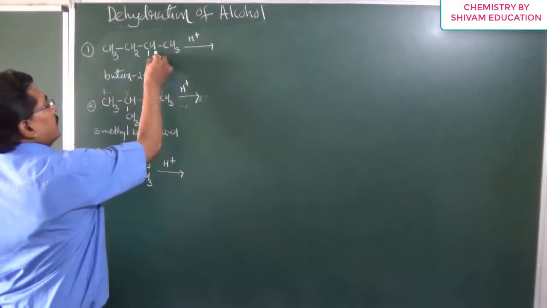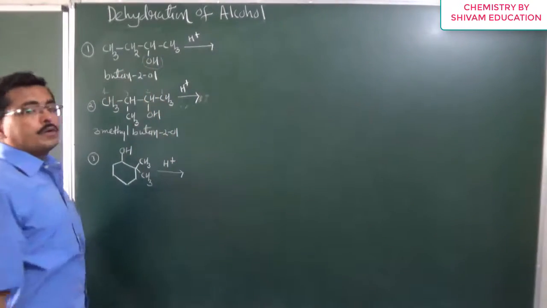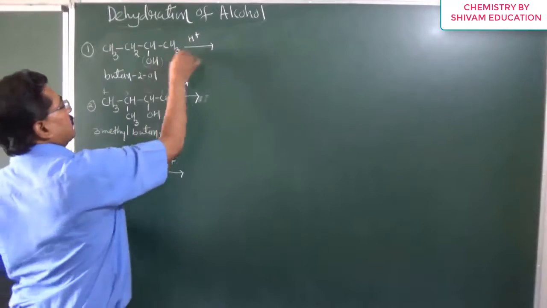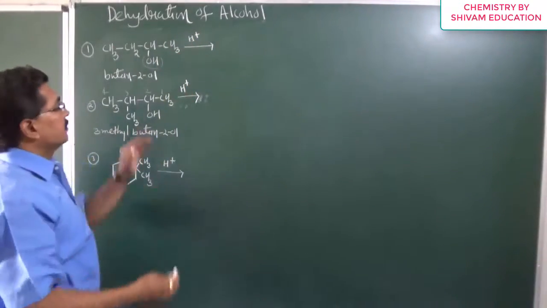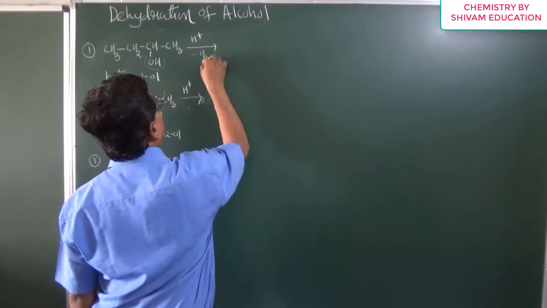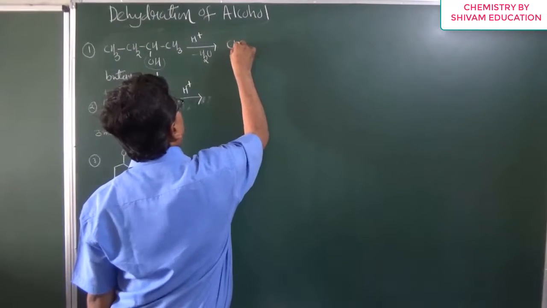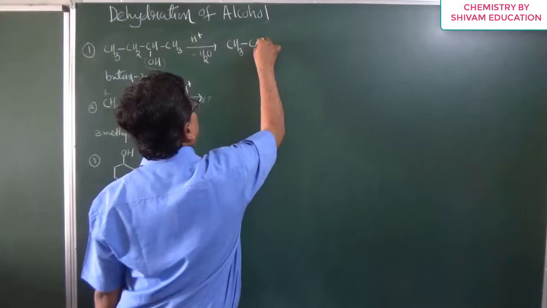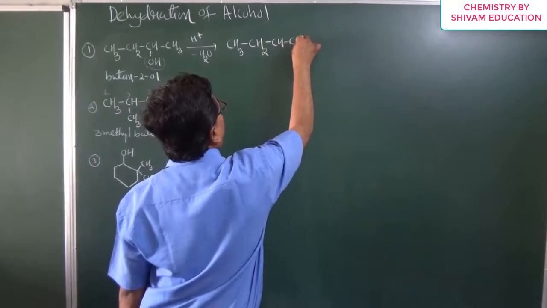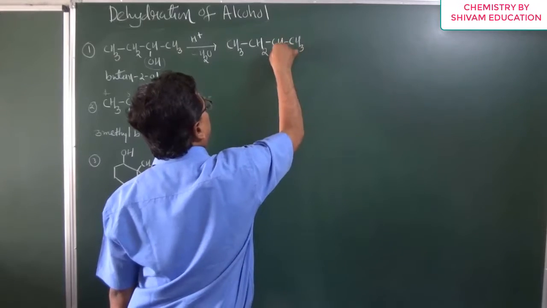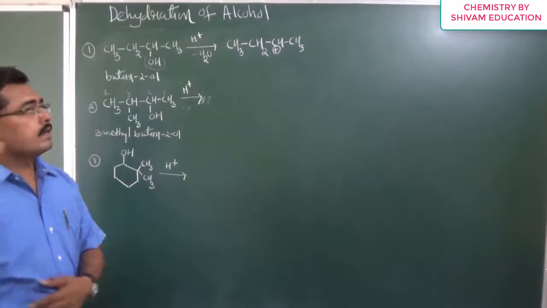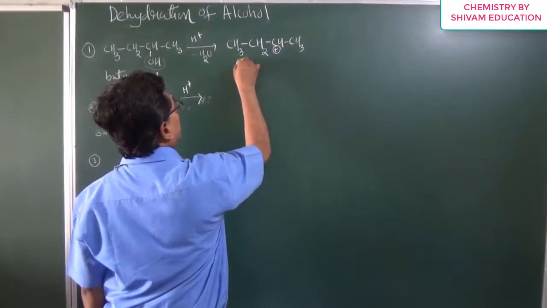Now here the hydroxyl group means butan-2-ol, a secondary alcohol. When the dehydration reaction occurs, protonation of the hydroxyl group occurs, the water molecule eliminates, and as a result after elimination of the water molecule we will get a secondary carbocation. Now here we obtain a secondary carbocation.